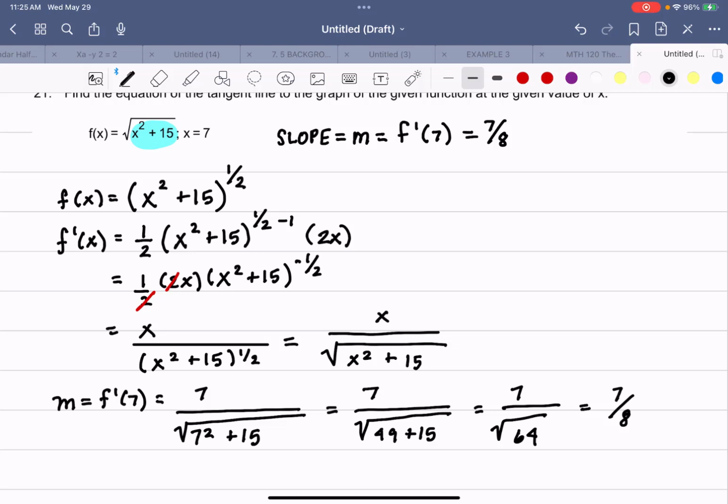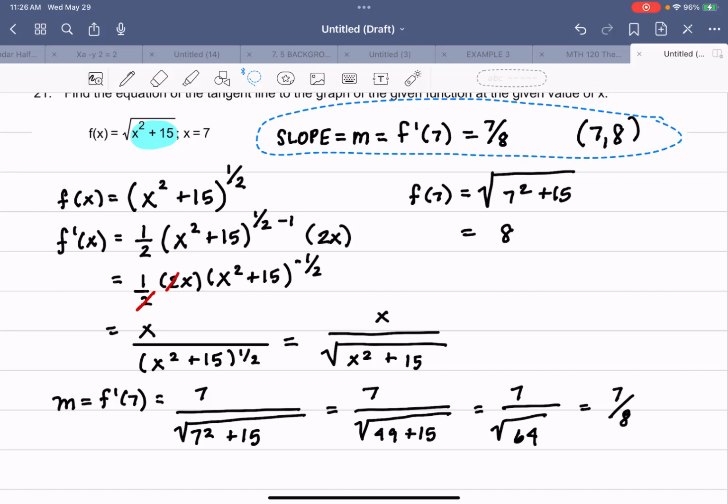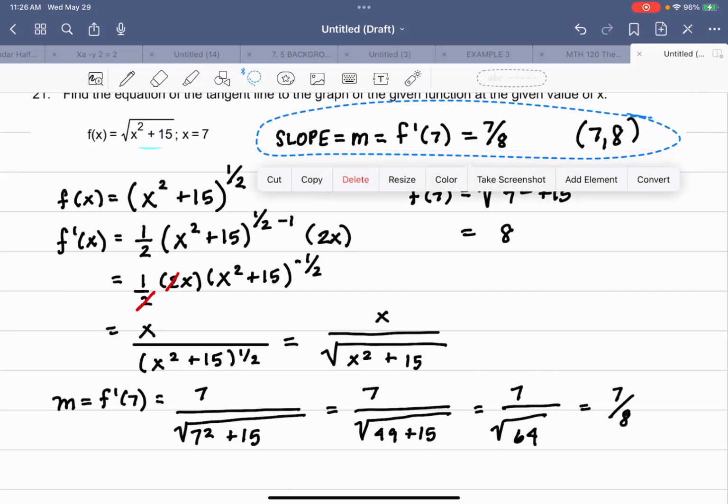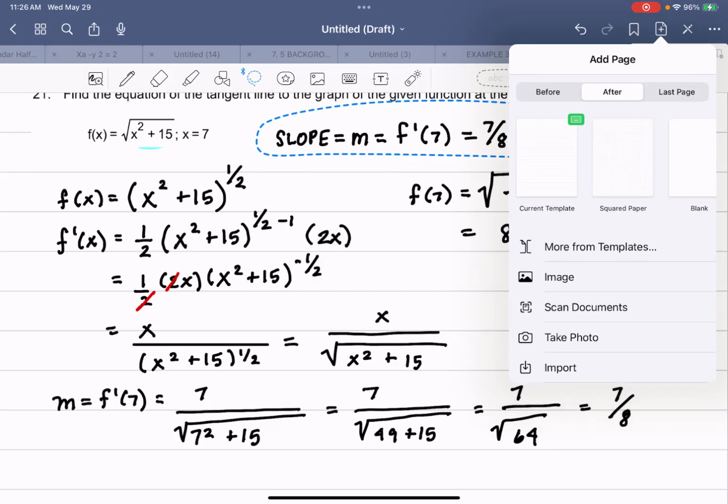Now, we have a slope, but we've got to find the actual point. So look, 7 is the x value, and f of 7 gives me the y value. So that's the square root of 7 squared plus 15, and that turns out to be 8 again. So my point is (7, 8), and my slope is 7/8. So I'm going to take that, and I'm going to write the equation of the tangent line.